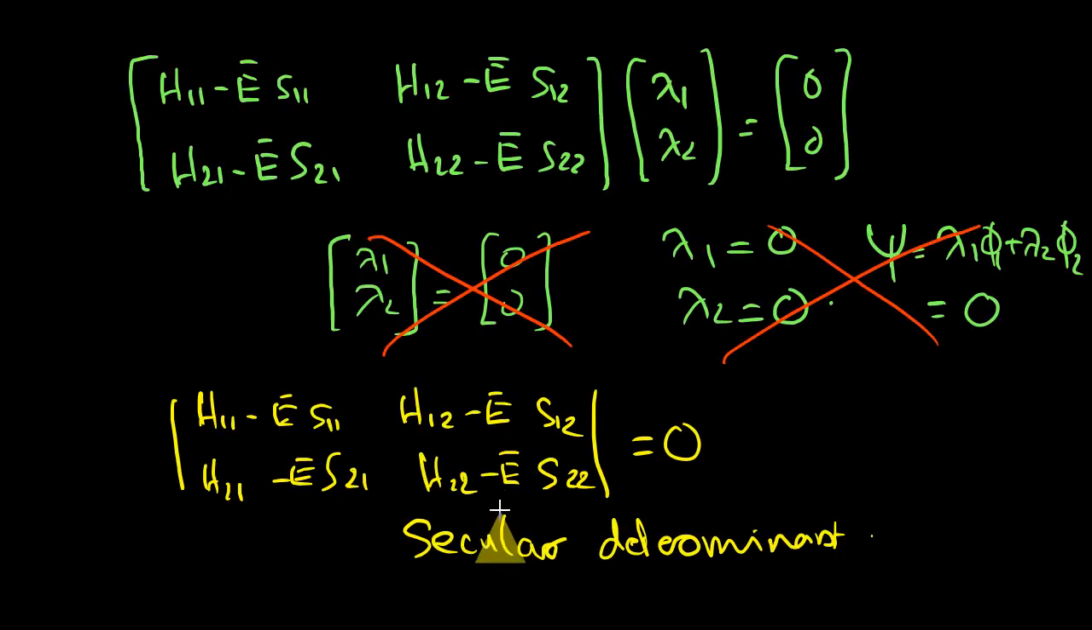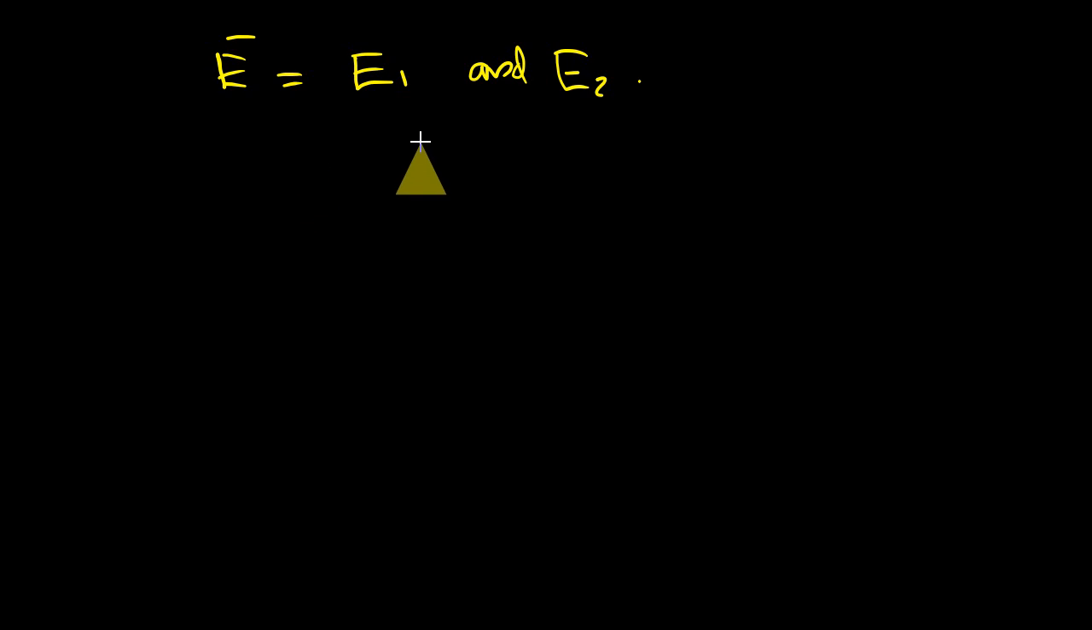So we reached a secular determinant, and while solving this secular determinant, we get two values for the expectation value, that is E1 and E2. This is because it is a second order determinant. Of these, the lowest value is the acceptable value. So the lower value corresponds to the minimum energy with the trial function.